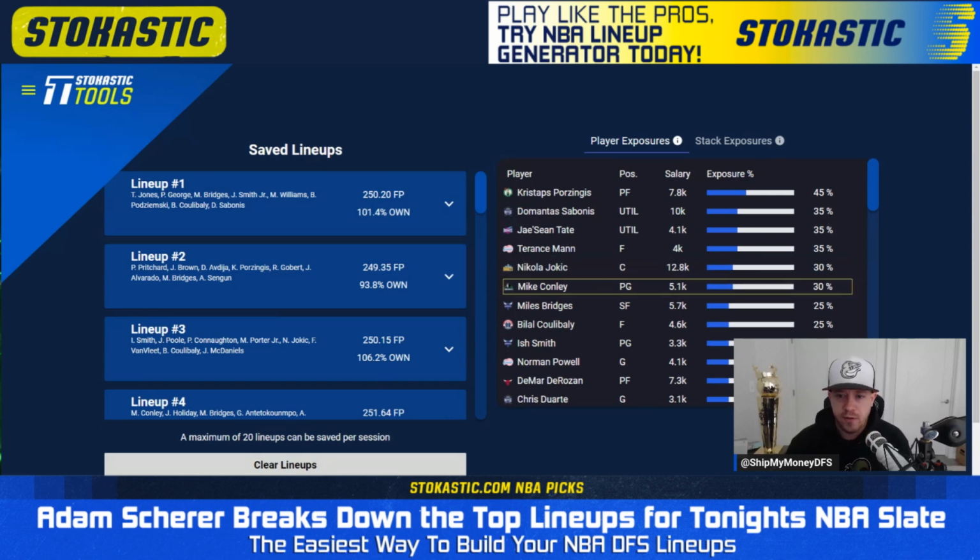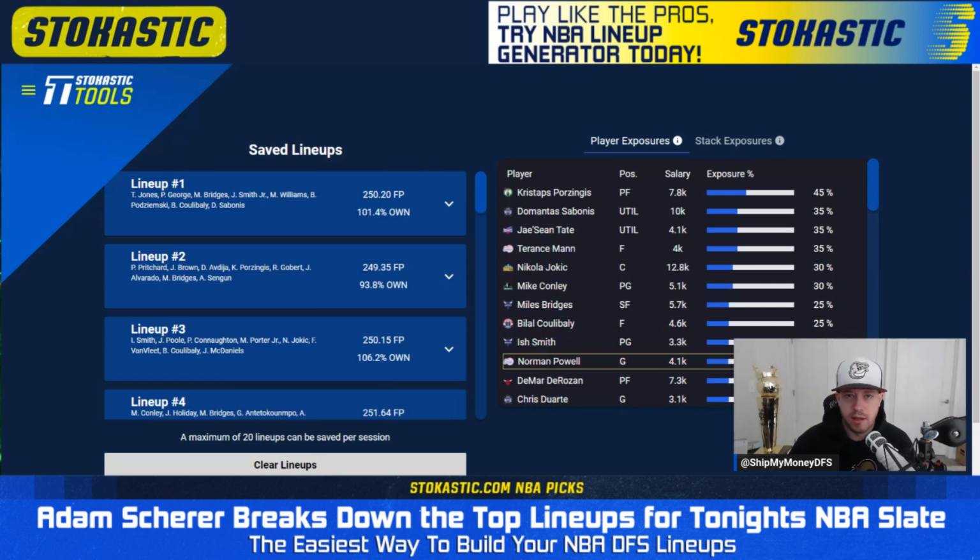Getting to Mike Conley at 5,100, getting to some Miles Bridges, who's been playing a big role off the bench immediately. Bilal Coulibaly as a value option at 4,600. $3,300-ish Smith popping up a little bit. I don't really know what to make of that one. That's something that will probably go away by lock. Right now, we have him projected for 17 minutes, 14.5 DraftKings points. We're probably just going to be able to find something better than that by the time 7 o'clock rolls around.